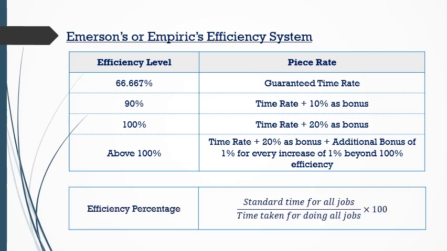How do we calculate efficiency percentage? The formula is standard time for all the jobs that has been set by the organization divided by time taken for doing all the jobs by the employee, into 100.